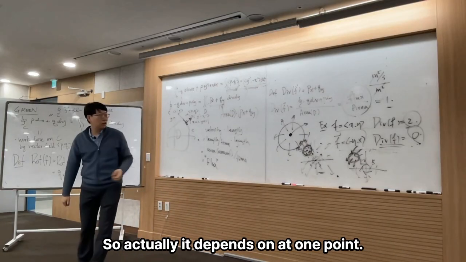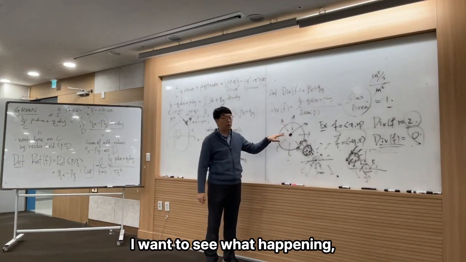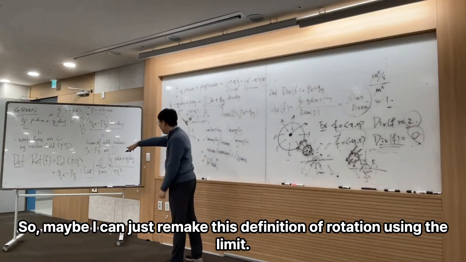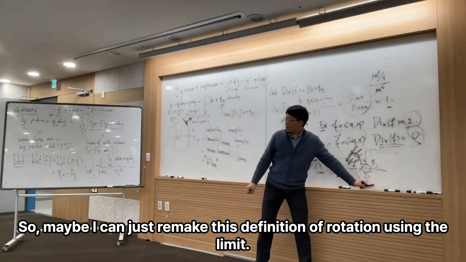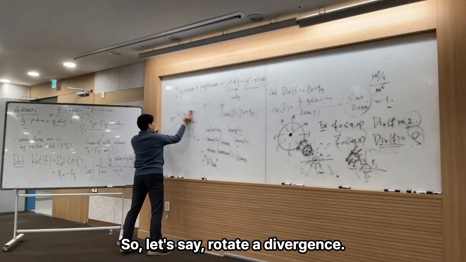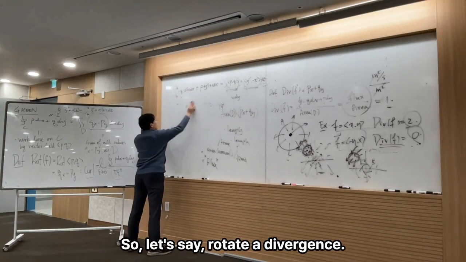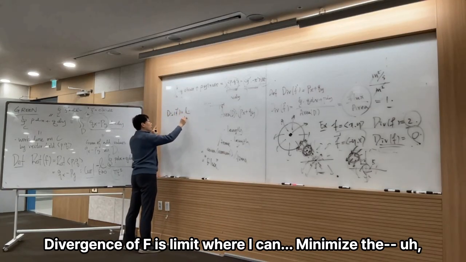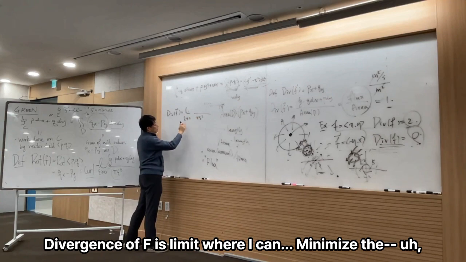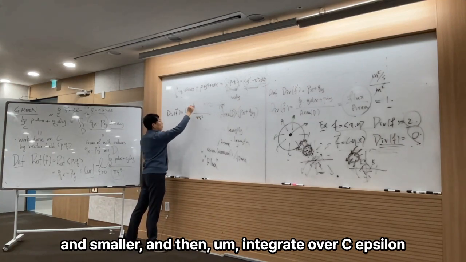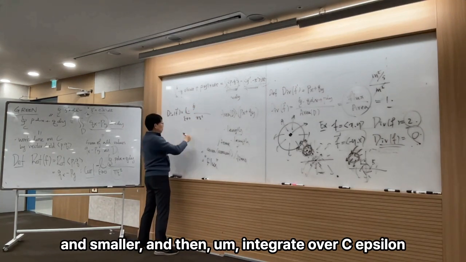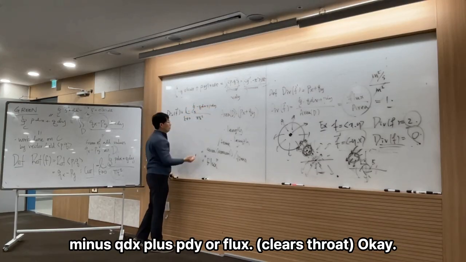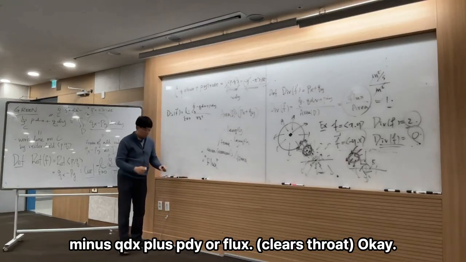So actually it depends on one point. At one point I want to see what's happening, so that's why I make the region smaller and smaller. Maybe I can mimic this definition of rotation using the limit. So let's say the divergence of f is the limit where I make the radius smaller and smaller, and then integrate over C epsilon of minus q dx plus p dy, or flux.